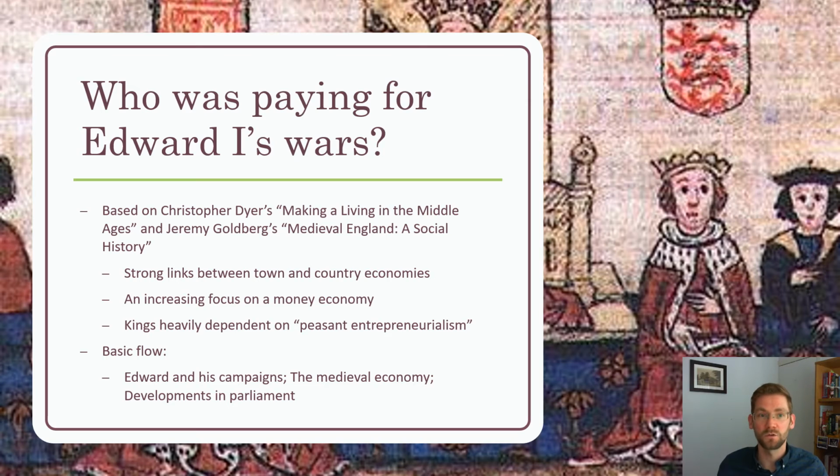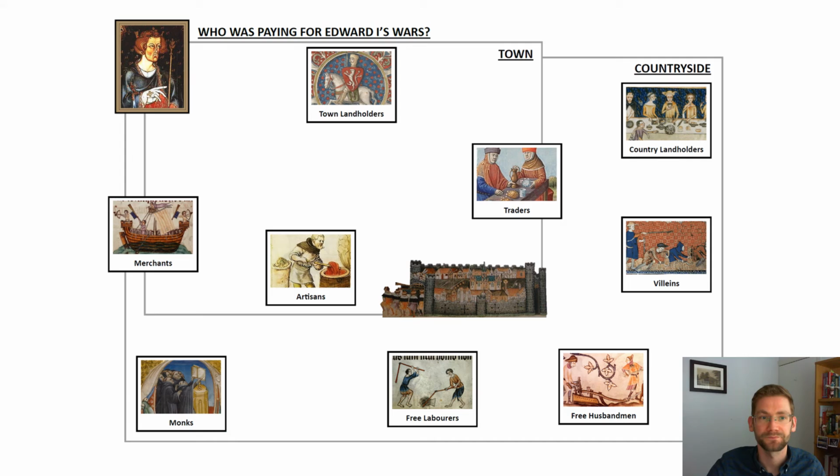So how does this all fit together? Well, we've got that inquiry: who was paying for Edward I's wars? We do a little bit of looking at Edward I's campaigns. We have a think about the medieval economy, and we're going to have a look at that section. And then we think about how Edward used and changed Parliament to impact upon that as well. So this is how that looks. It starts with a kind of diagram looking at, well, who was there in the Middle Ages?